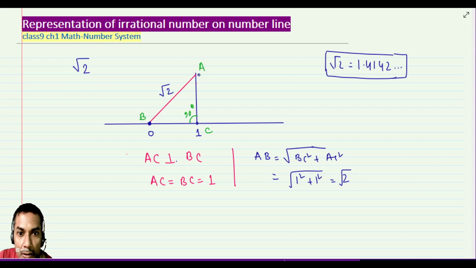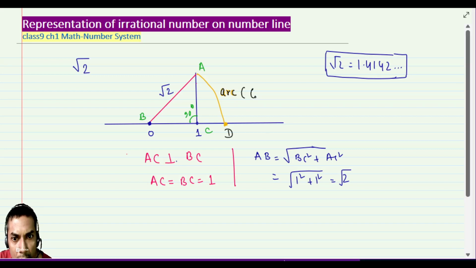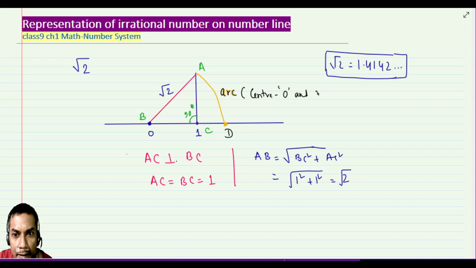Then what you have to do, you take the center as O and radius AB, and draw an arc. This arc cuts the line OC at, for example, point D. The center of the arc is O and the radius is equal to BA. Clear?